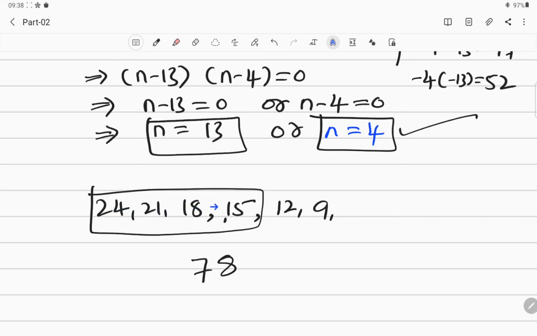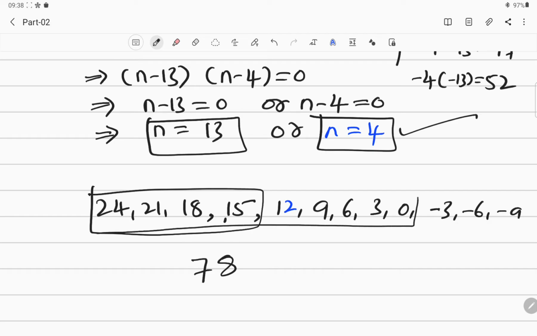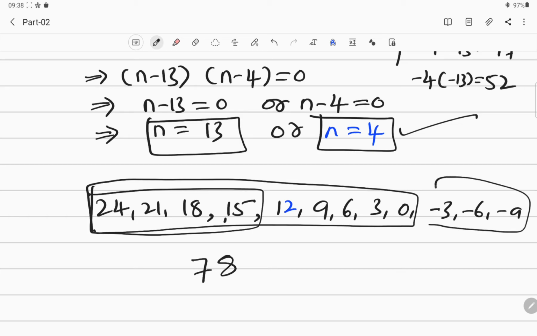Look at this: 1, 2, 3, 4, 5, 6. And after this, what will come here? 3 is getting reduced, no? 6 will come, 3 will come, 0 will come. 1 2 3 4 5 6 7 8 9. Then after that, what kind of numbers will come here? Minus 3, minus 6, minus 9. So if you add all of these, and afterwards add these also, there is a chance that you will get 78 there also.